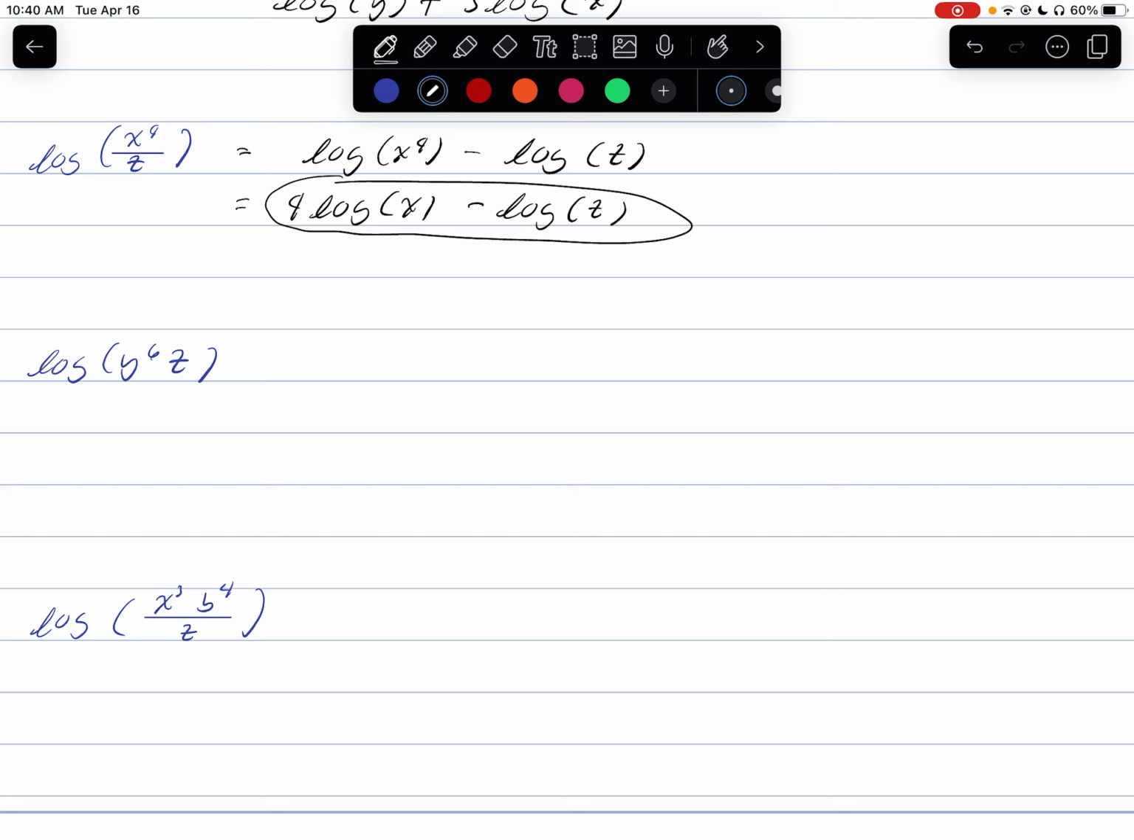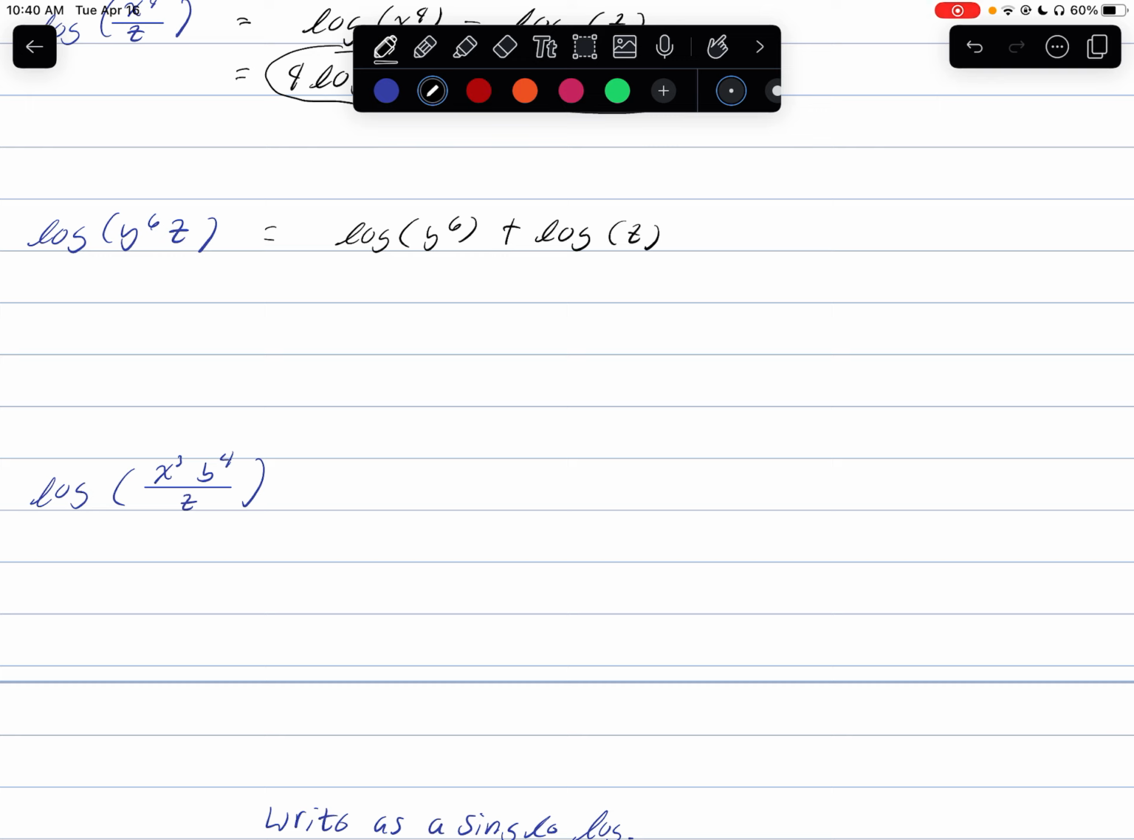Okay, how about log of y to the sixth times z? Well, similar to the first one, we can just write this as a sum of two logs. So we have log of y to the sixth plus log of z. And then again, using our power rule, we have 6 times log of y plus log of z.